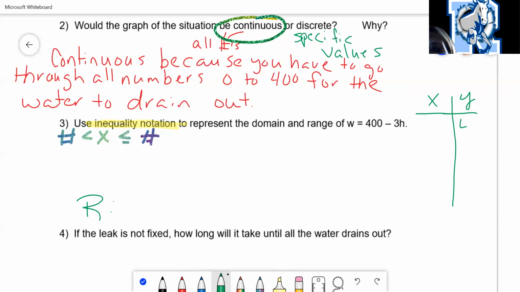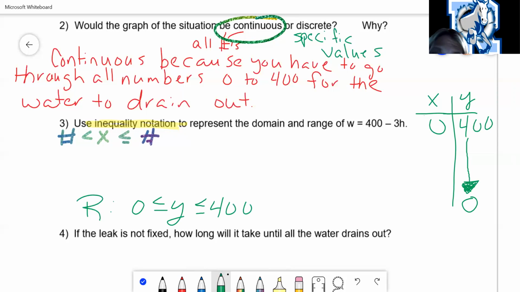We started at 400. We started at 0, 400. What does it have to go to represent that all the water is drained out? How do you know when all the water is drained out of the barrel? How much water is in there? Right, it's 0. So my range is going to be every number from 0 less than or equal to Y less than or equal to 400. From 0 to 400.